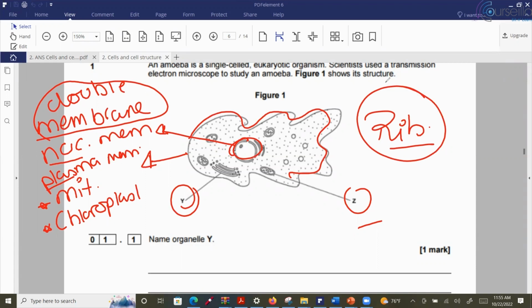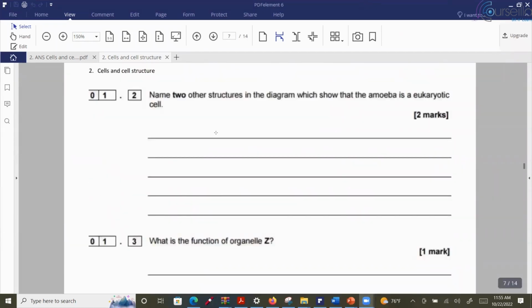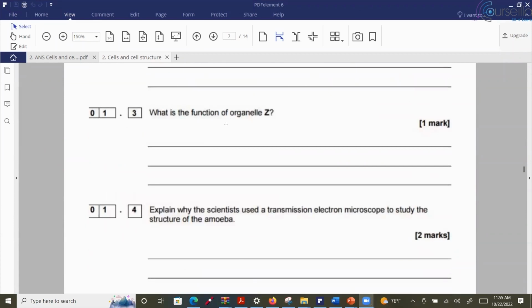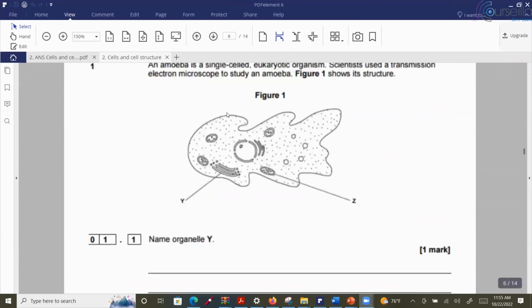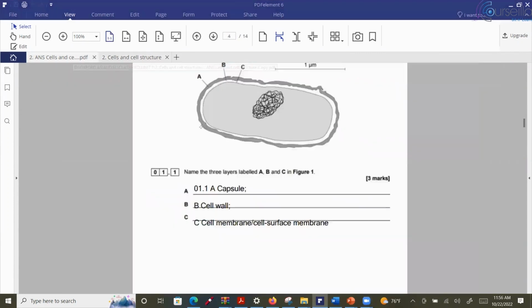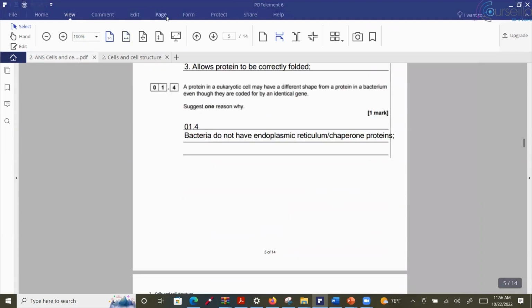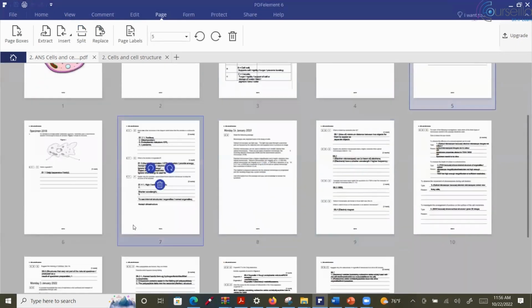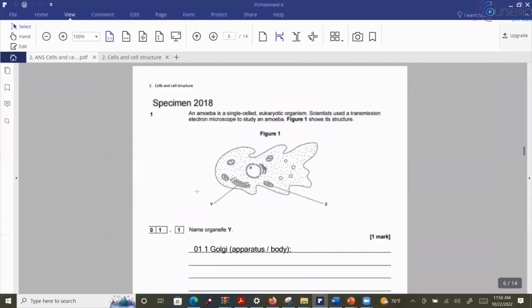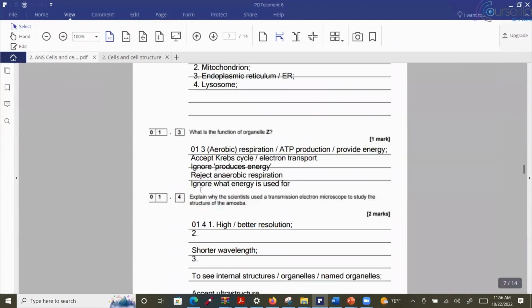Yes. Okay, good. Let's solve one last question. What is the function of organelle Z? It releases energy. Yes, it releases energy. Now, this is what I'm telling you about. Let's look at the mark scheme. I'll tell you why I want to look at it. This is the question here. Look.